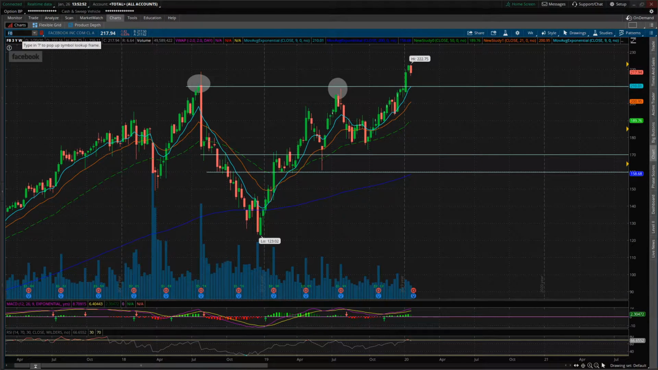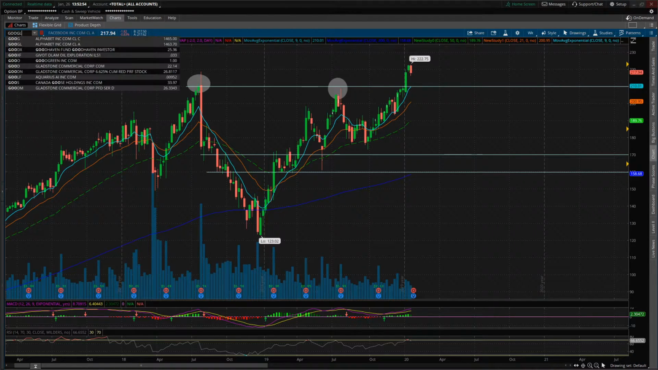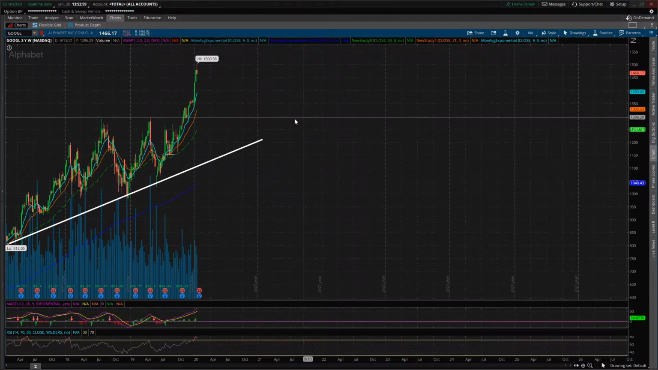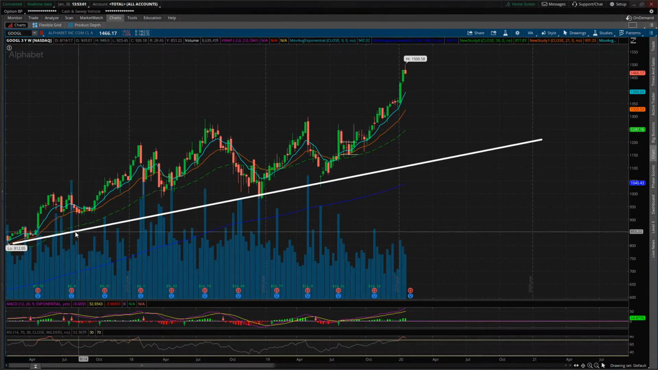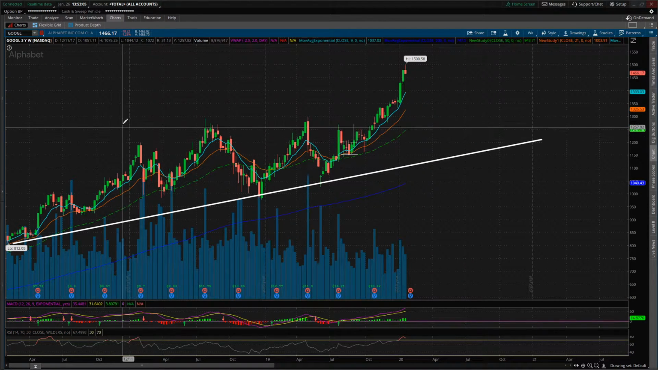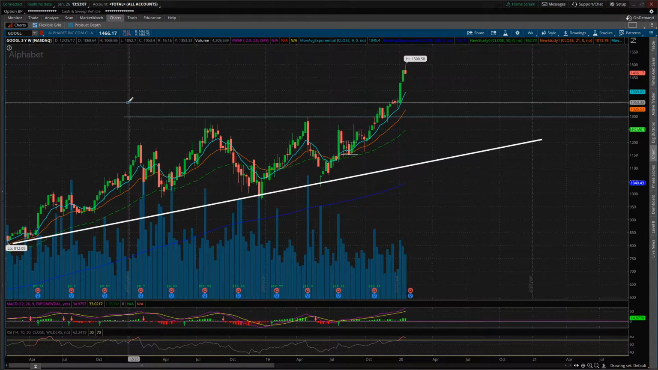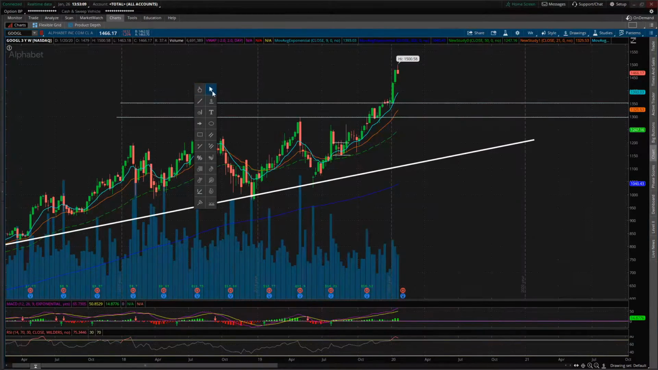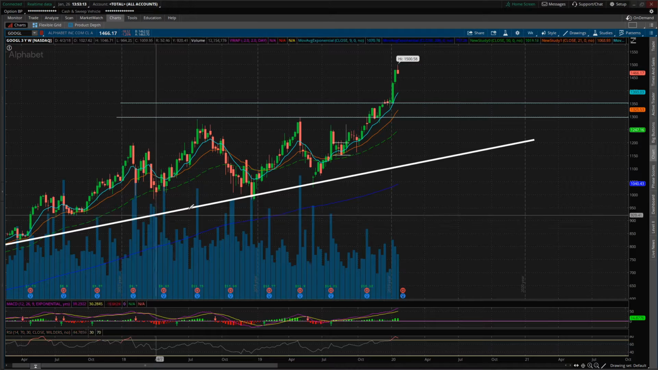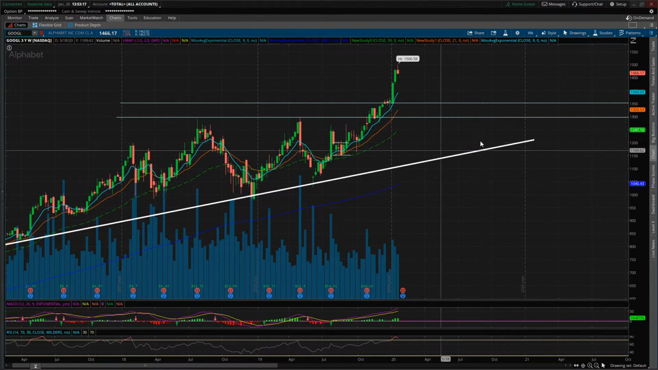Let's look at another one here. Google, GOOGL is another one. So I already have this line drawn here. Support and resistance, guys, it doesn't need to be horizontal, okay? You can grab this trend line tool here, and you can draw yourself a diagonal resistance or support zone.